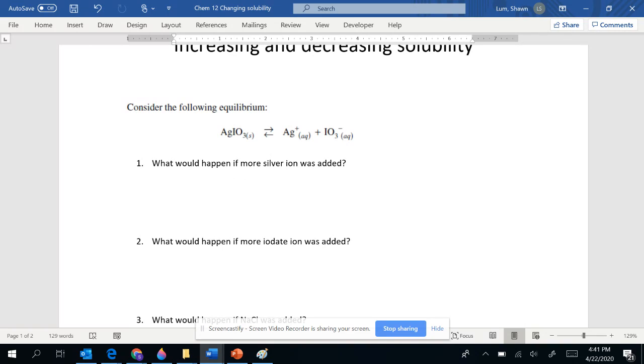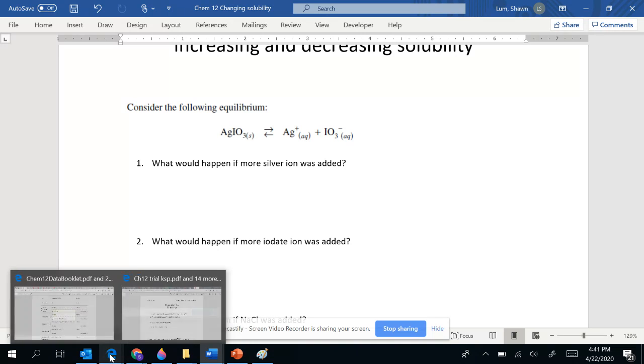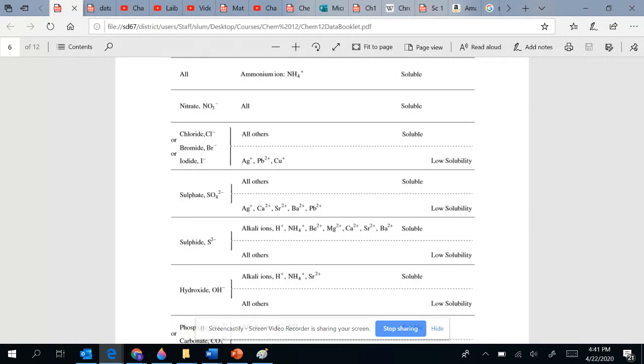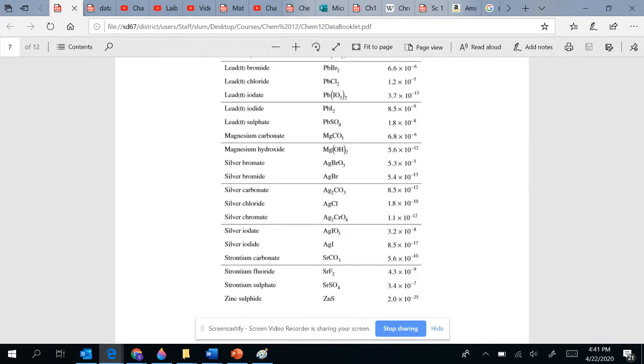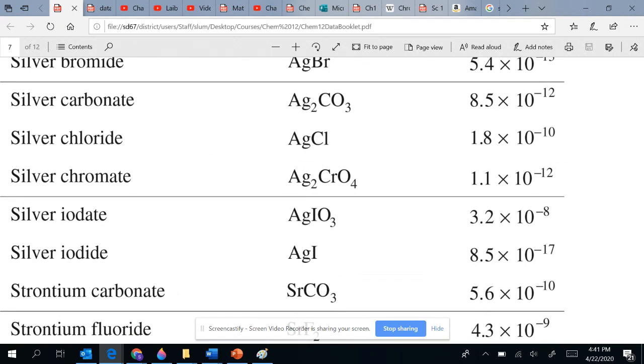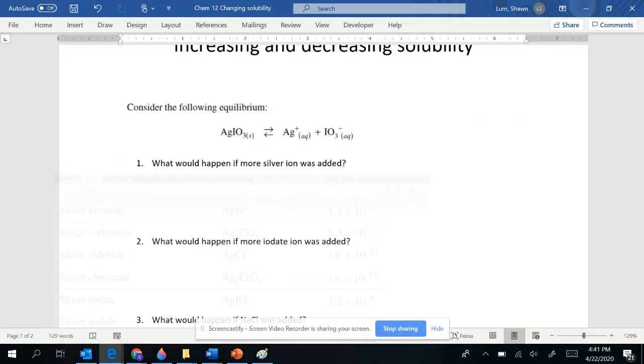We have: consider the following equilibrium. We have silver iodate makes silver ions and iodate ions. Now, if you look on your table, you can find silver iodate. So here's my data booklet. And there, right there, 3.2 times 10 to the minus 8 is silver iodate. So let's go back to our thing.